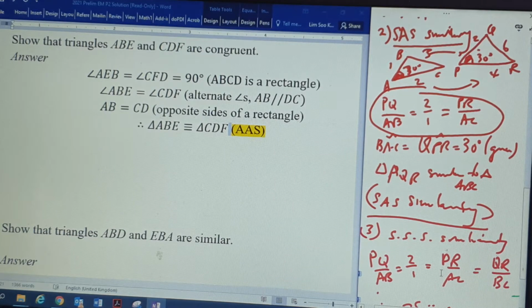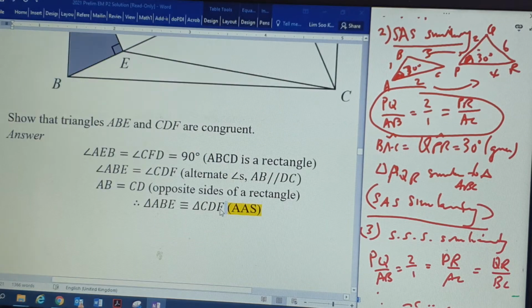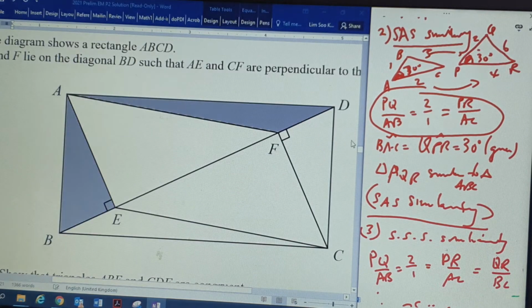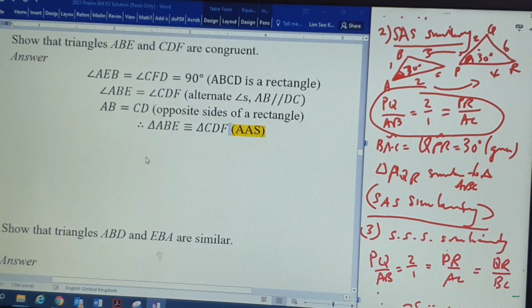Now in this particular question, let's try and see how ABD and EBA are similar. ABD and EBA.